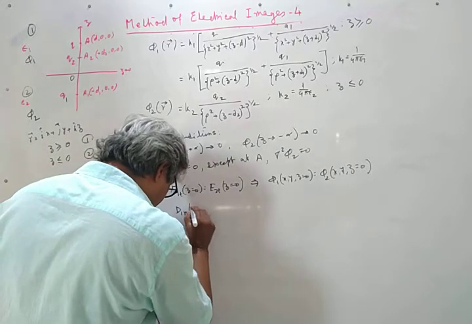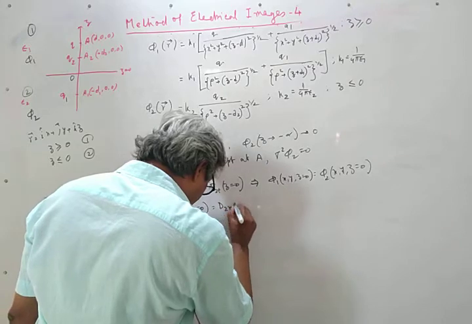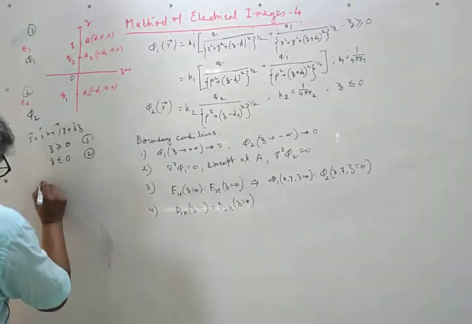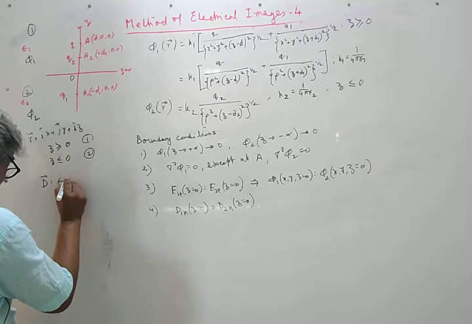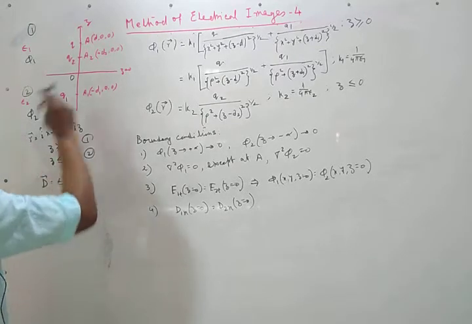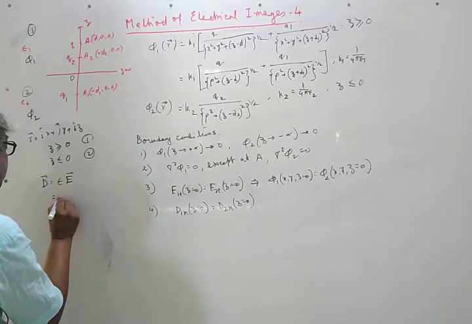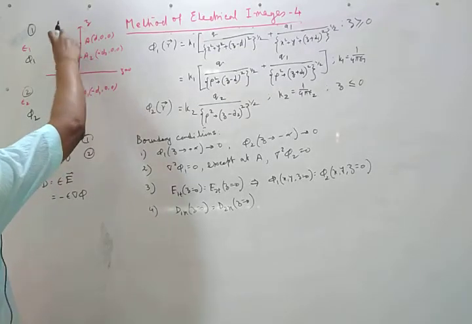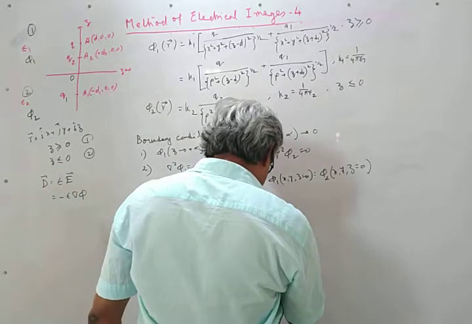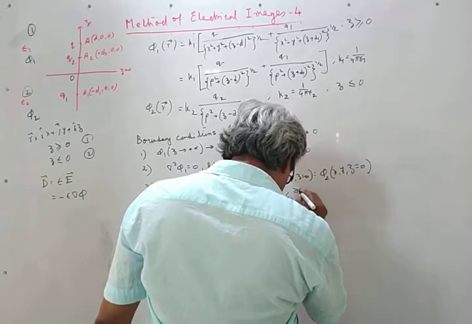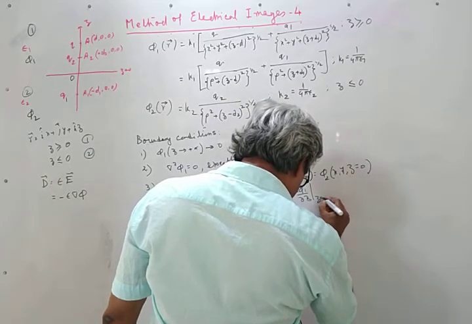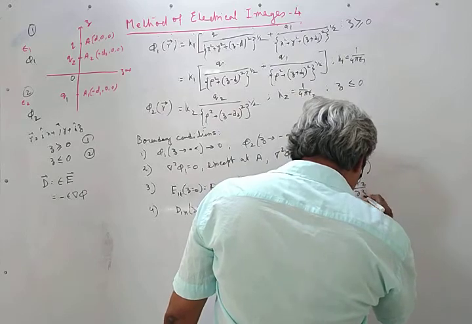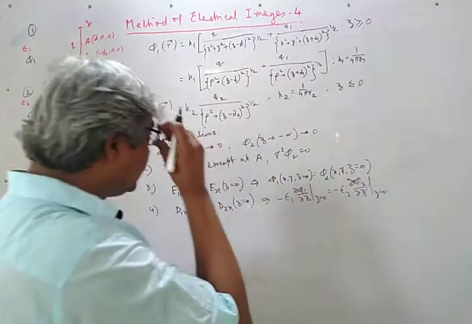D1n at z equals 0 is equal to D2n at z equals 0. We know that D is equal to epsilon E for a linear medium. We assume the dielectric to be linear, and in that case it is minus epsilon grad phi, and the normal component is along k, so this goes to minus epsilon 1 del phi 1 del z at z equals 0 is equal to minus epsilon 2 del phi 2 del z at z equals 0. These are the four boundary conditions.